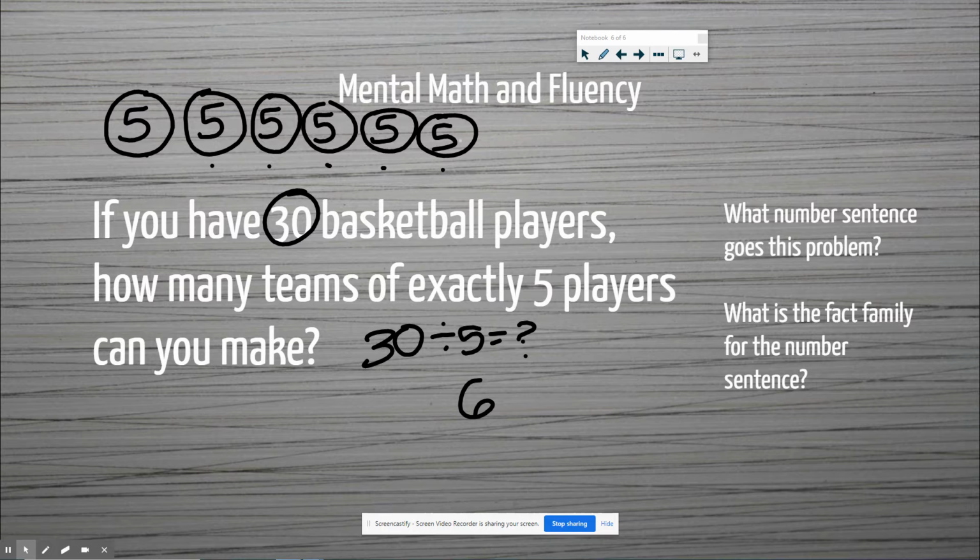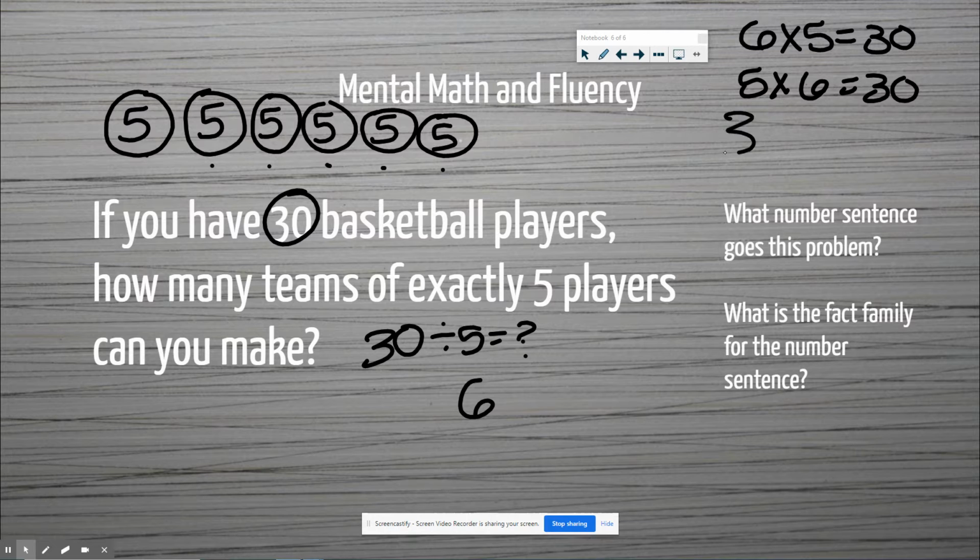The next thing is you're going to pick the facts that would fit into the fact family. So look at your fact families, write those out, and then pick the ones that match. You should have said multiplication, 6 times 5 equals 30. Then we flip the factors, 5 times 6 equals 30. And then we do 2 division: 30 divided by 6 equals 5, 30 divided by 5 equals 6.